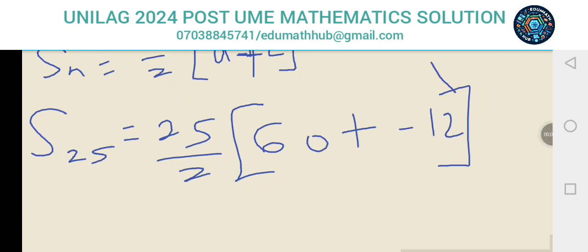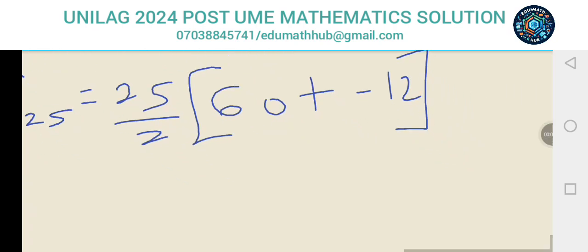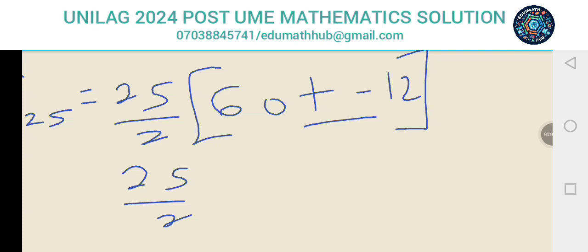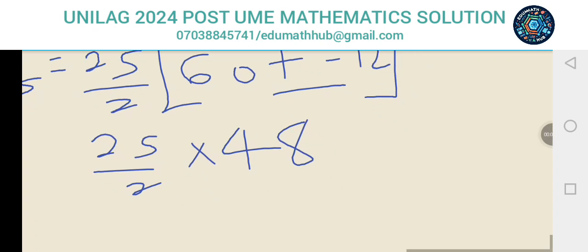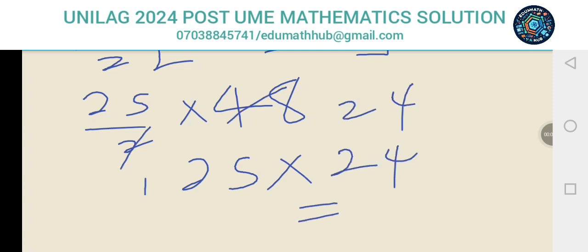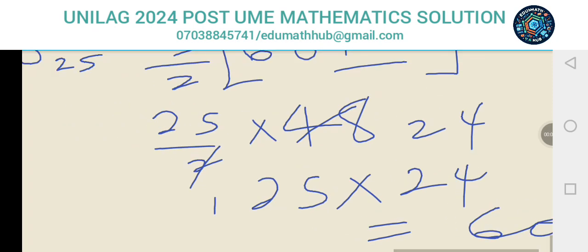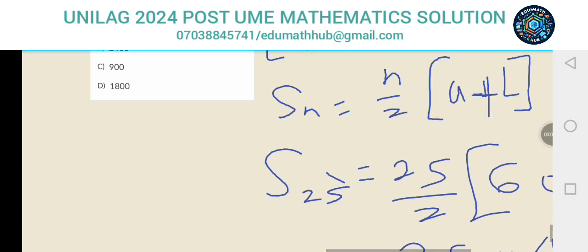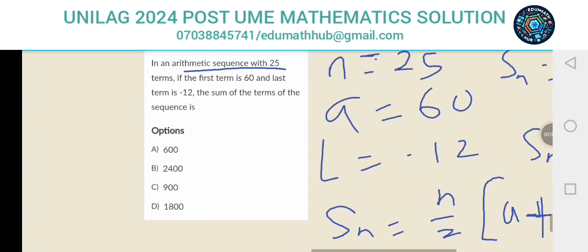Then break this down. If you break this down, you're going to get 25 over 2 times (60 minus 12). Plus times minus giving minus, 60 minus 12 will give you 48. So then break this down, 25 times, cut this out, this will give you 24. So 25 times 24, that's what you're going to get as a final answer. That is 600. Okay, go to your option and look for 600, which is the sum of the first 25 terms. So the answer is 600.